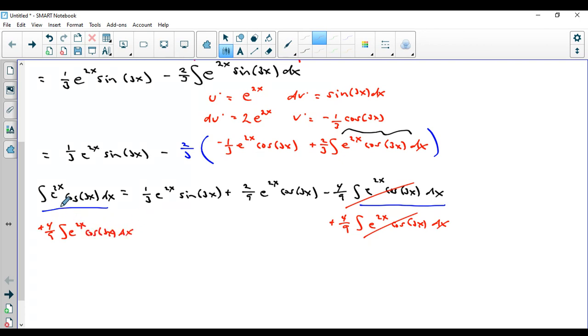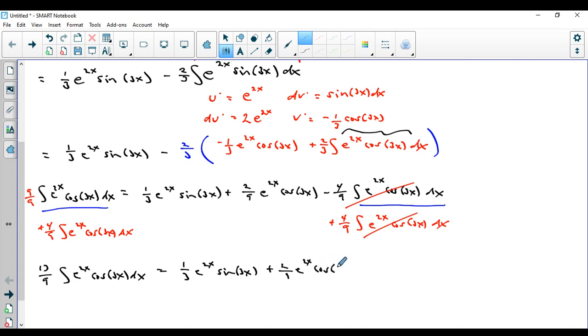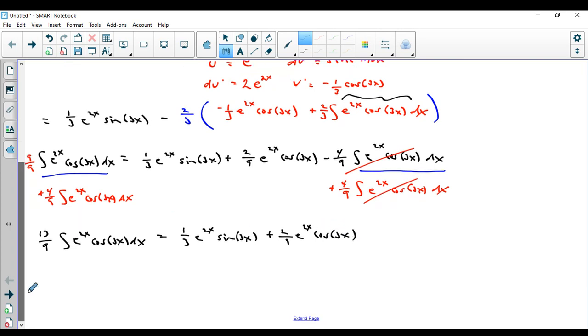And you're like, well, what the heck do I do with that? Well, this is one of these integrals. This is 4/9. Maybe it's better for us to think of this as 9/9, right? So that means I'm going to get 13/9 integral e to the 2x cosine 3x dx, right? There's no reason why I can't do that, just like any other unknown that I want to solve for. And then over here, I've got this stuff: 1/3 e to the 2x sine of 3x, and then plus 2/9 e to the 2x cosine of 3x. Okay? All right, so that's looking good.